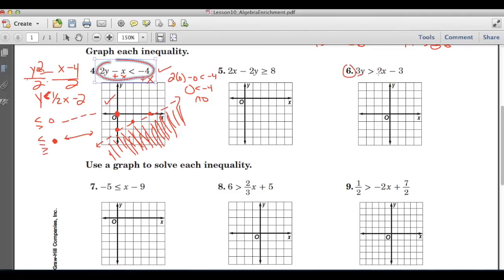It's almost in slope-intercept form, so I'm going to divide by 3, and get y is greater than 2/3 x minus 1. Remember that when you divide by 3 in the denominator there, you have to take both the 2x divided by 3 and the negative 3 divided by 3. So I'm going to go down 1 and put a dot, and the slope is up 2 over 3. So put a dot there. You could also go down 2 to the left 3.